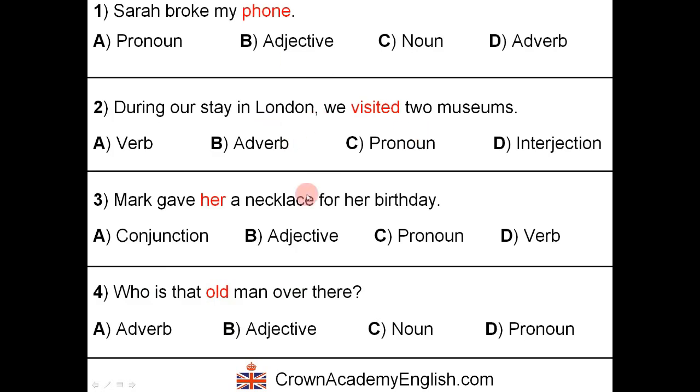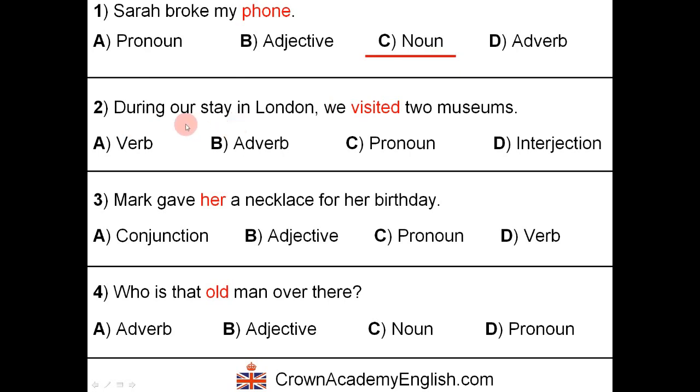So here are the first 4 questions. So question 1 was, Sarah broke my phone. So phone is a noun. Okay, it's a noun. It's an object. It's a thing. So that's quite easy.